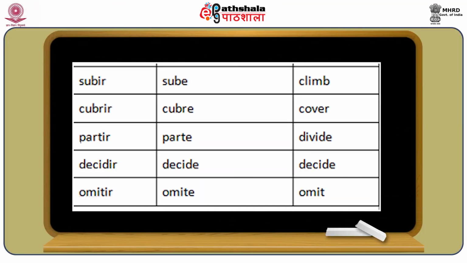Subir, the imperative form will be sube, meaning climb. Cubrir, the imperative form will be cubre, meaning cover. Partir, the imperative form will be parte, meaning divide. Decidir, the imperative form will be decide, meaning decide. And omitir, the imperative form will be omite, meaning omit. So these are the regular AR, ER and IR ending verbs, and their imperative, especially in tú form.